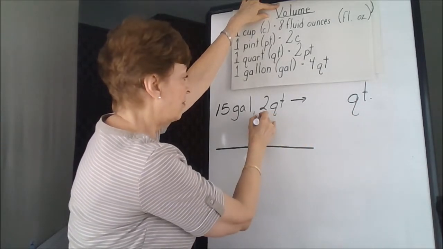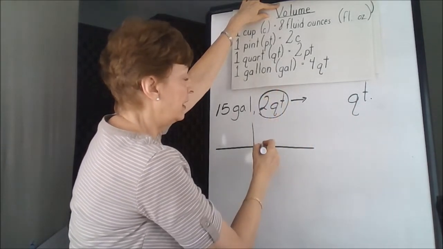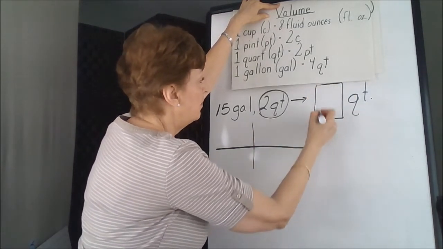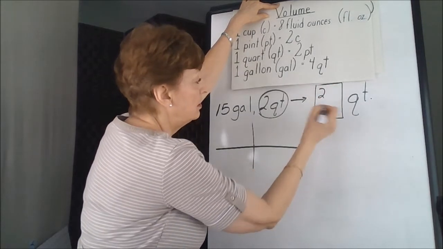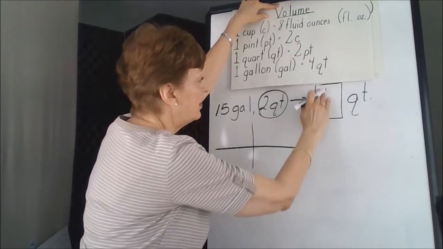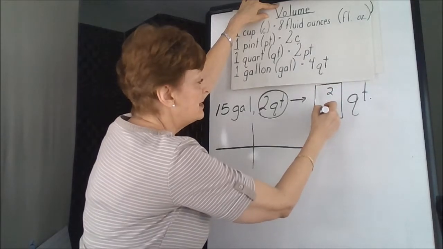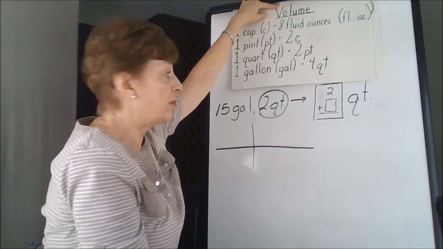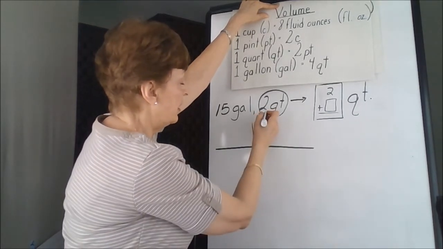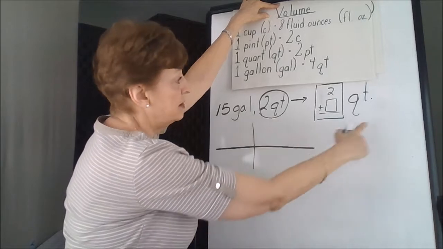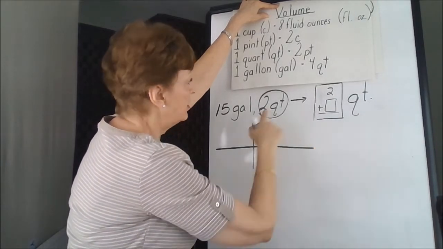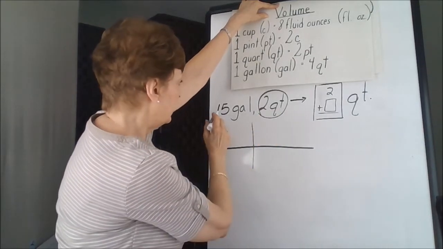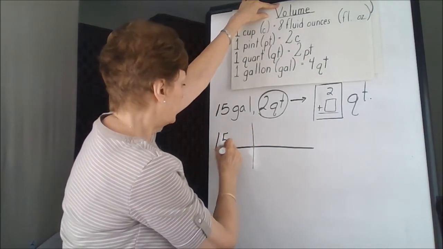Well, this part right here is already in quarts. So let's pull that over right now. So 2 is going to be part of the answer. We're going to add something to that, though, in order to get the total number of quarts. You see what I did? This is already in quarts. The answer is in quarts, so we can just move this over and not have to worry about this right now. So we're going to be dealing with the 15 gallons, which I'll put here.